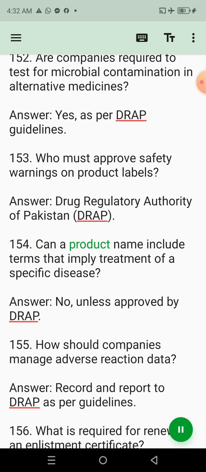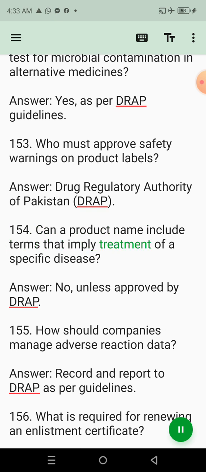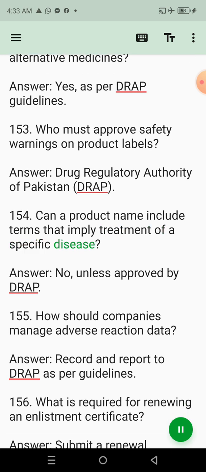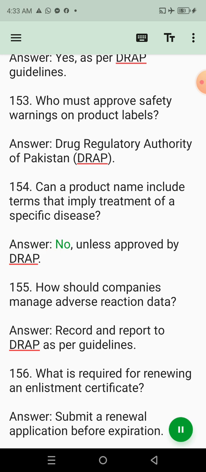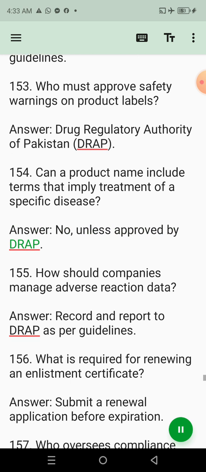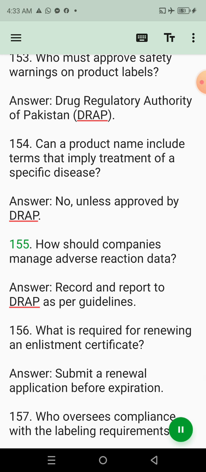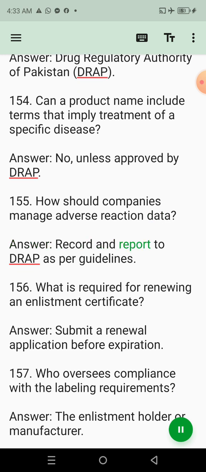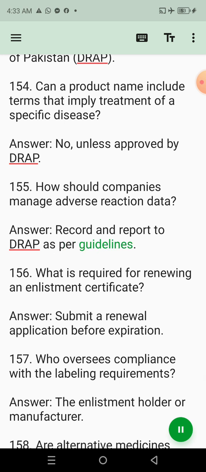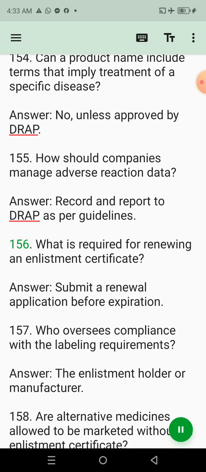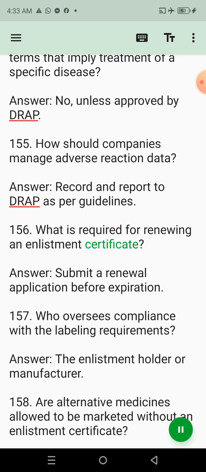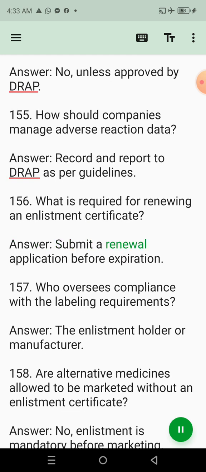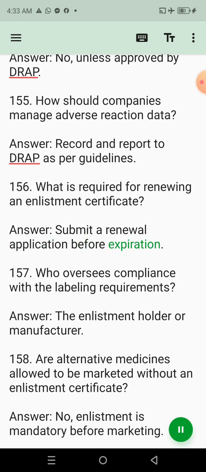154. Can a product name include terms that imply treatment of a specific disease? Answer: no, unless approved by DRAP. 155. How should companies manage adverse reaction data? Answer: record and report to DRAP as per guidelines. 156. What is required for renewing an enlistment certificate? Answer: submit a renewal application before expiration.